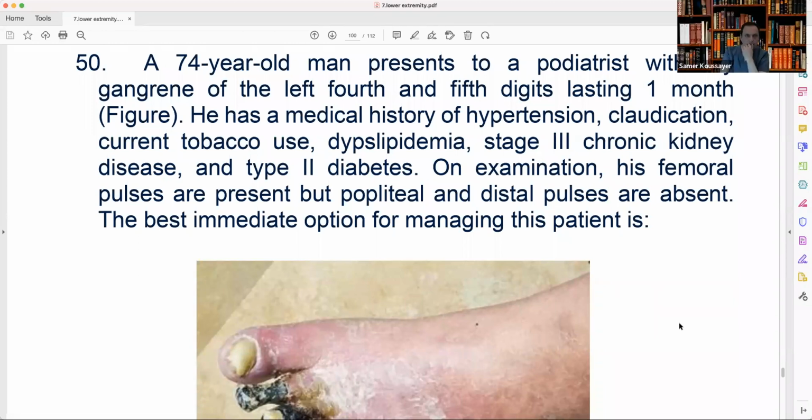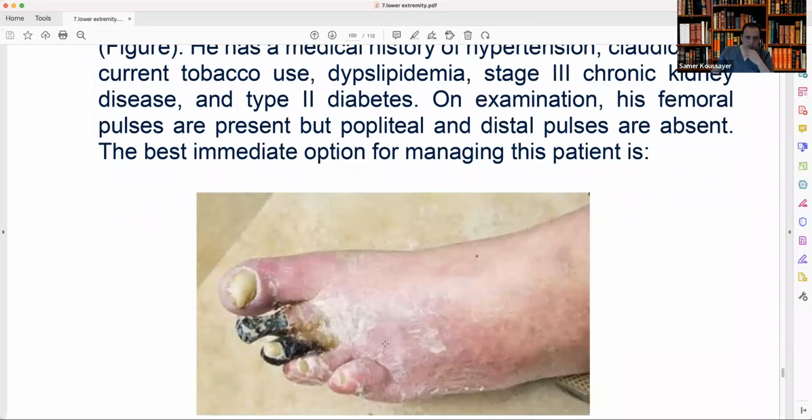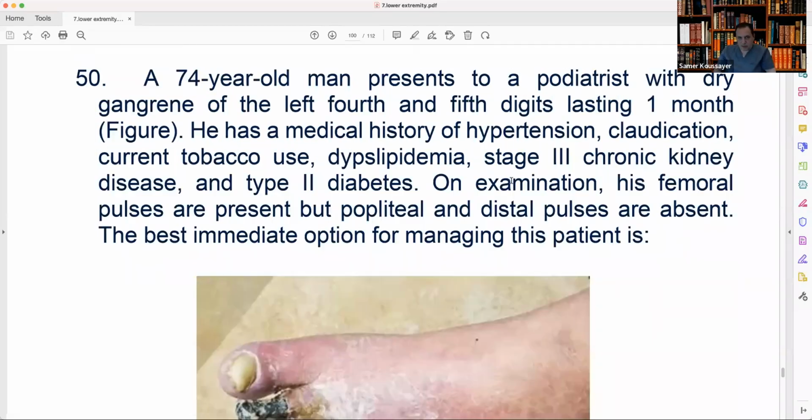All right. So 70 years old. So he has a gangrene. Let's see the picture. So he has a frank gangrene here, second and third toes. You see some infection, some cellulitis here. The problem is he has stage 3 chronic kidney disease. He's diabetic. Femoral pulses are present, popliteal and distal pulses are absent. So mostly he has a distal disease.